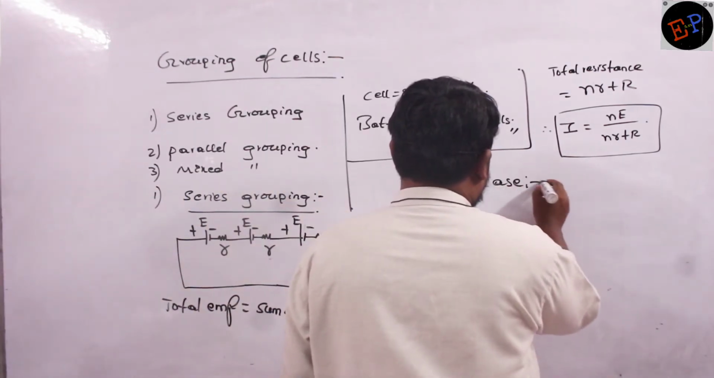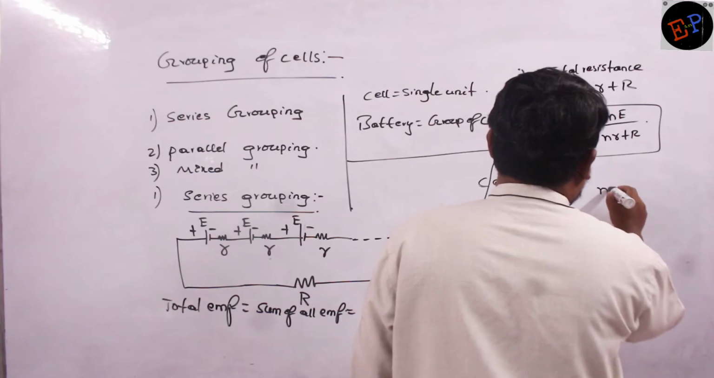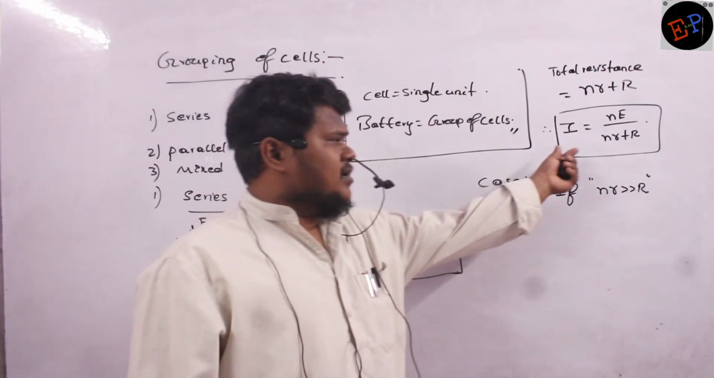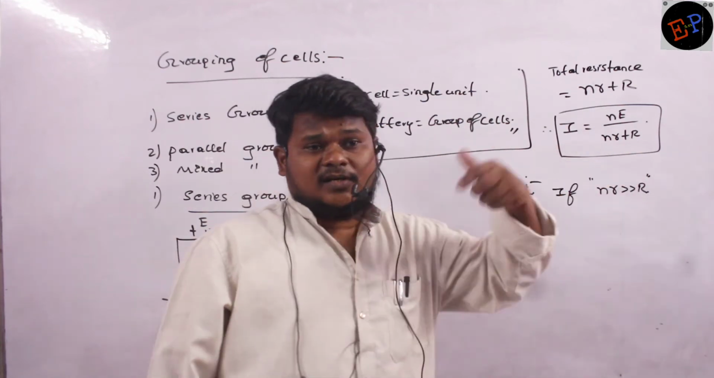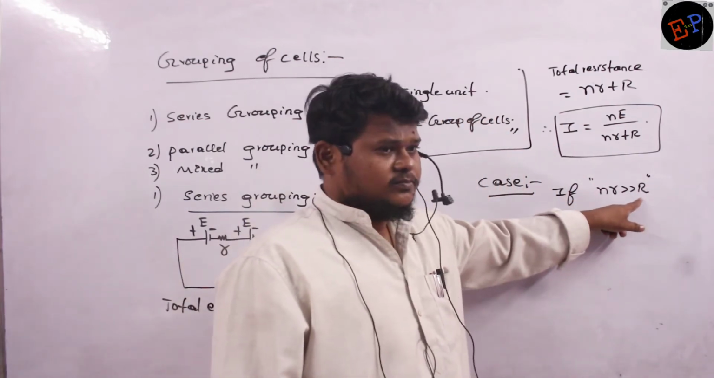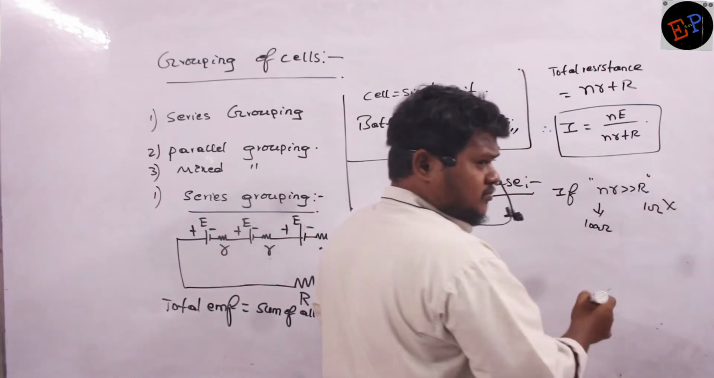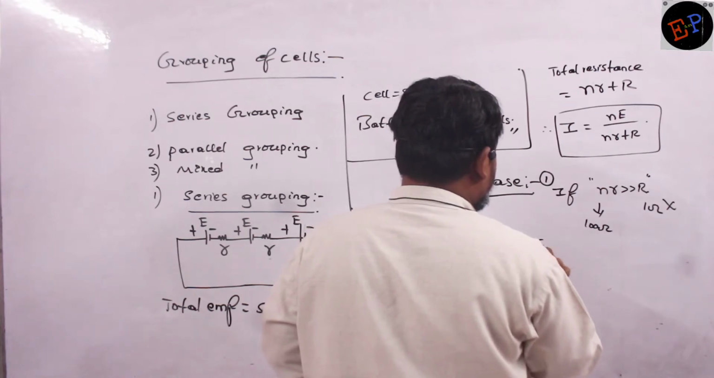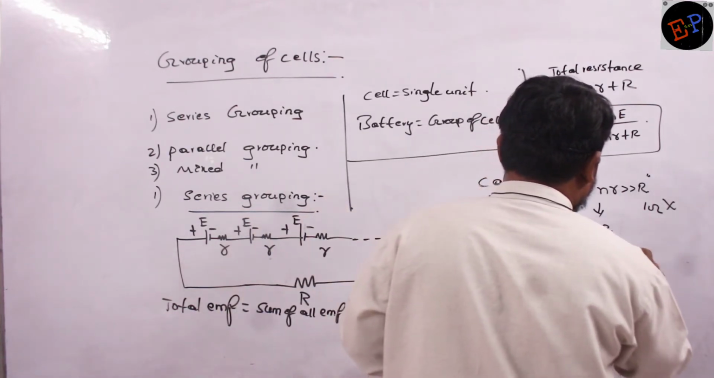Now here we will write a very important case, so listen to the case very carefully. Case: if Nr is much greater than capital R. This is the first case. What is Nr? Total internal resistance of the cells. What is capital R? External resistance. So if internal resistance is much greater than external resistance, then I can neglect capital R. For example, if this is 100 ohms and this is only 1 ohm, I can neglect this 1 ohm. So in case number 1, I equals NE divided by Nr. N and N get cancelled, so it is E by r. So this is the current due to a single cell.